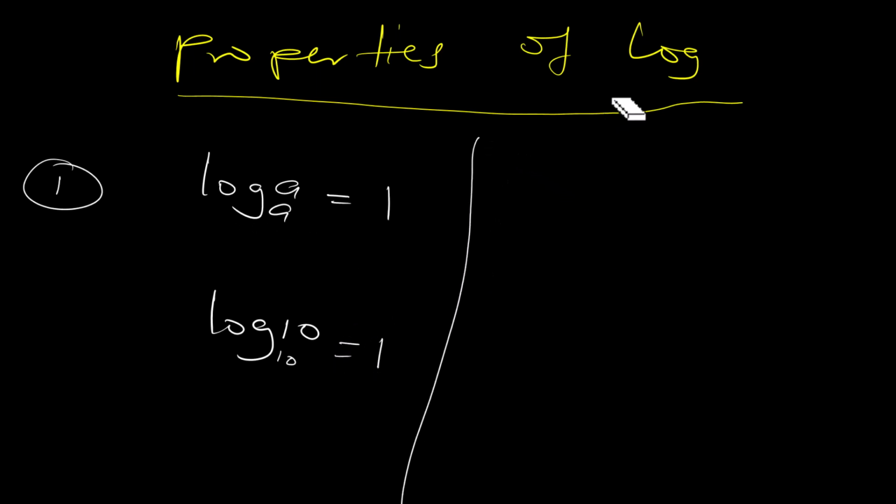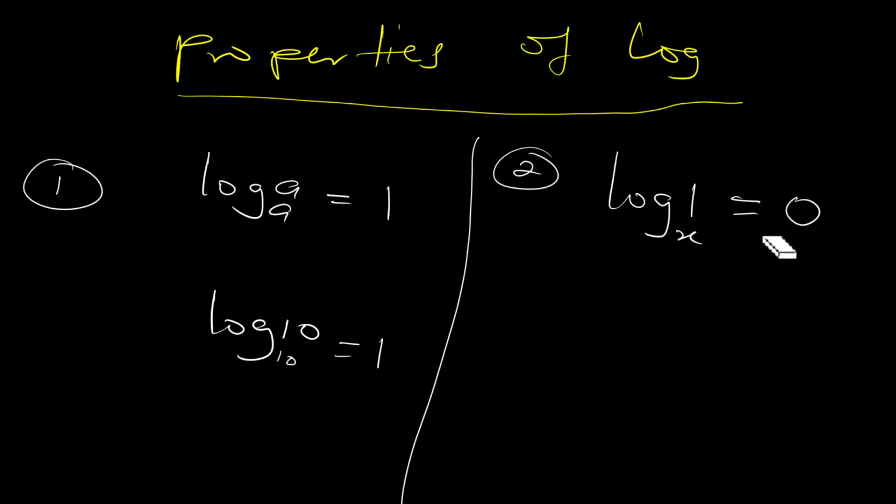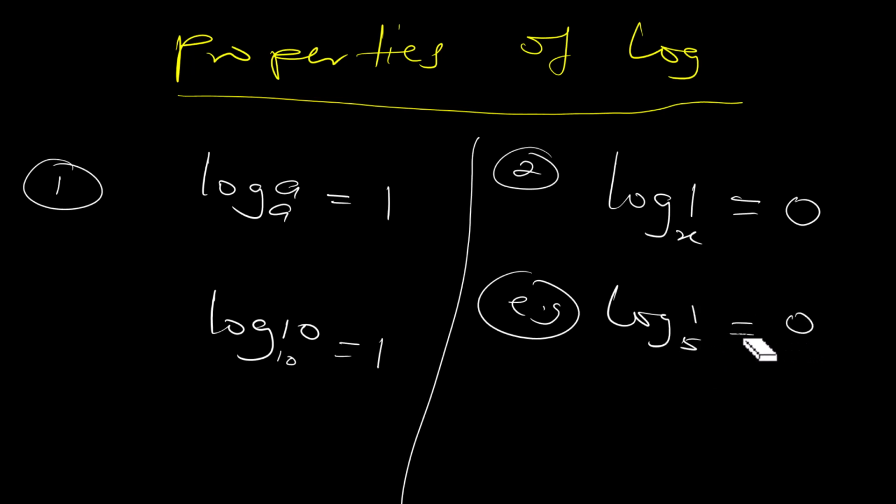The second one has to do with log 1 to any base, log 1 to base x. So log 1 to any base is 0. For example, log 1 to base 5 is 0.